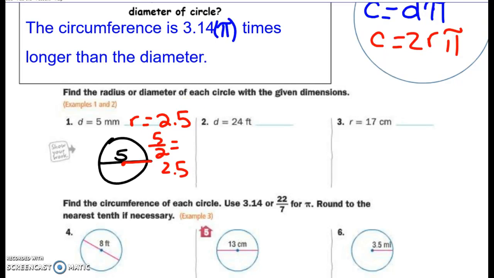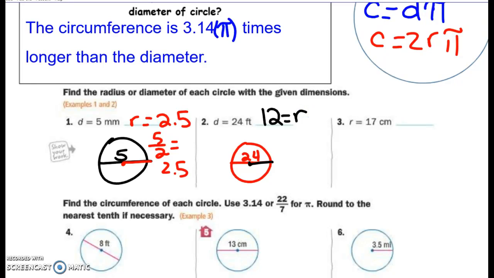Now let's try number 2. Again, it tells us the diameter. The diameter goes all the way across the circle through the center, and if that is 24, to find the radius, I just need to find half of that length. So half of 24, that means that the radius is 12.